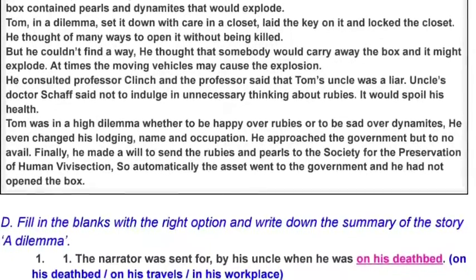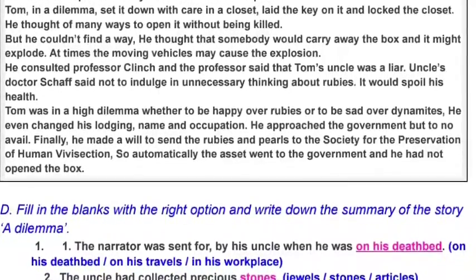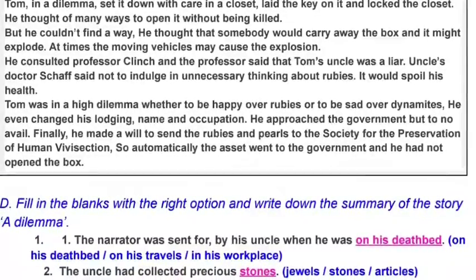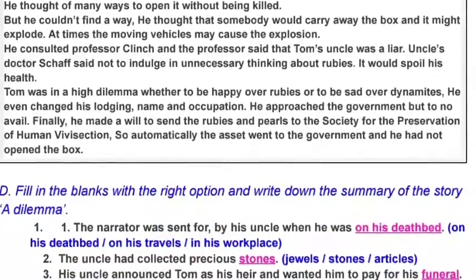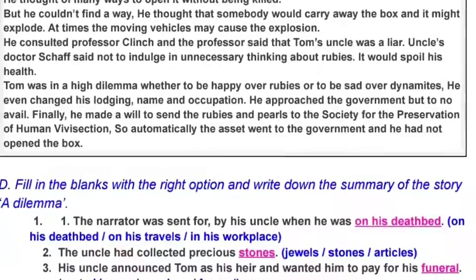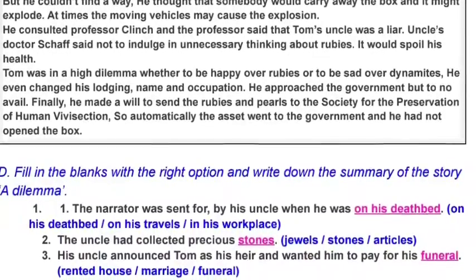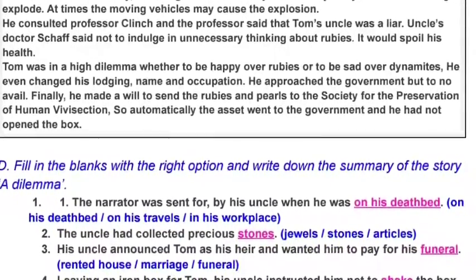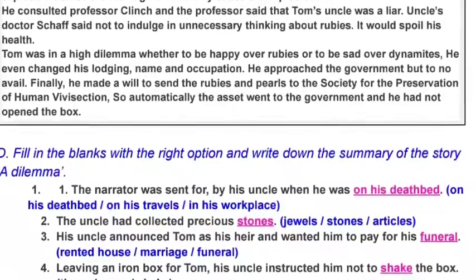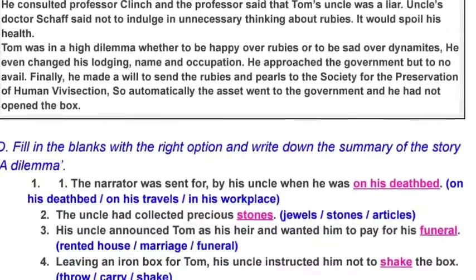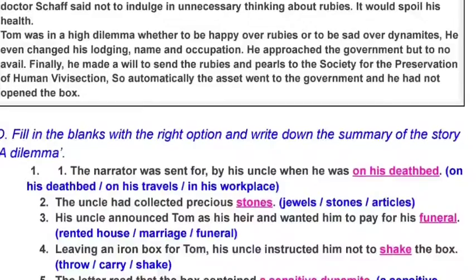He thought that somebody would carry away the box and it might explode. At times the moving vehicles may cause the explosion. He consulted Professor Clinch and the professor said that Tom's uncle was a liar. Dr. Shaft said not to indulge in unnecessary thinking about rubies. It would spoil his health. Tom was in a high dilemma whether to be happy over rubies or to be sad over dynamites. He even changed his lodging, name and occupation. He approached the government but to no avail. Finally, he made a will to send the rubies and pearls to the Society for the Preservation of Human Vivisection, so automatically the asset went to the government and he had not opened the box.